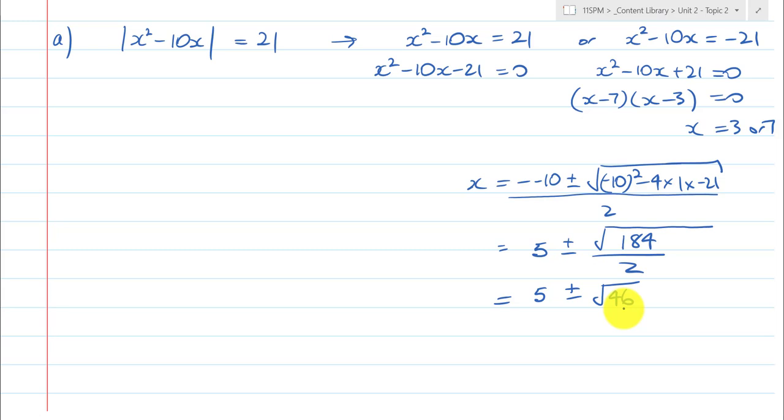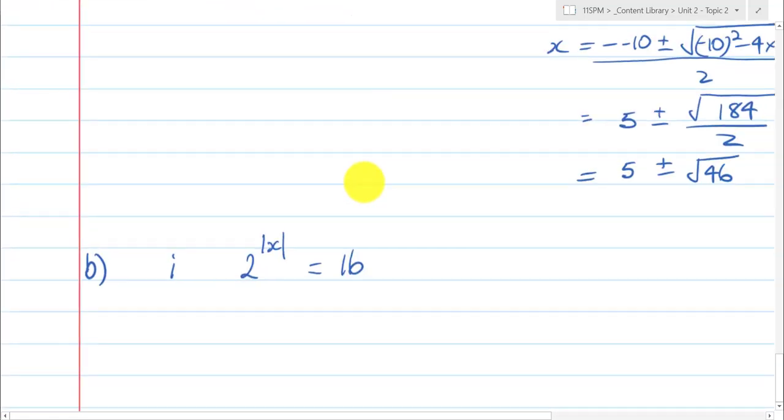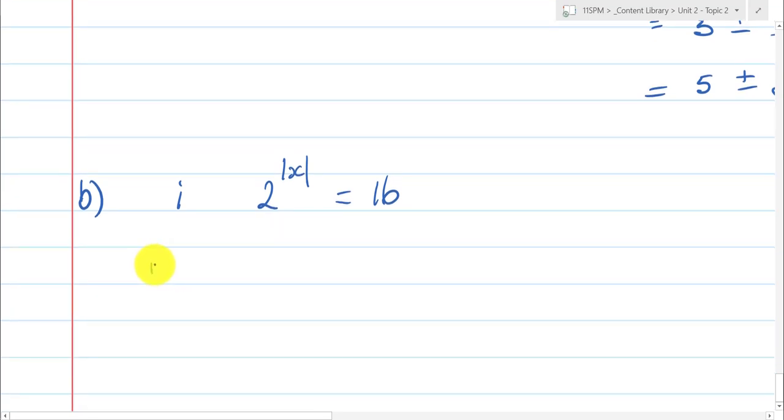Question B, actually I think ends up being a little bit easier. So I've got 2 to the power of modulus of x equals 16. I do have to be a little bit careful. So there's 2 ways I can do this. I'm going to show you both of them. The first way, number 1, is I can recognise that either 2 to the power of x equals 16 or 2 to the power of negative x equals 16. And this is true if x is less than 0. This is true if x is greater than 0. So I can do it like that.